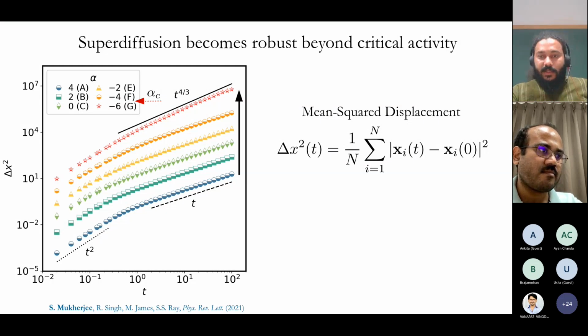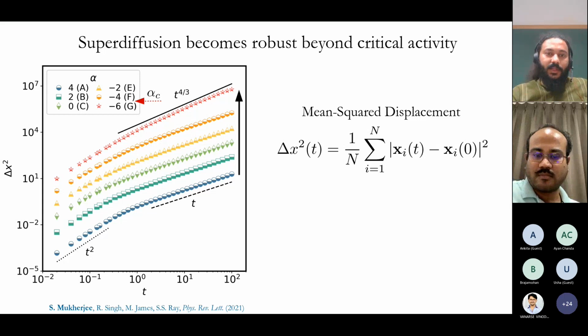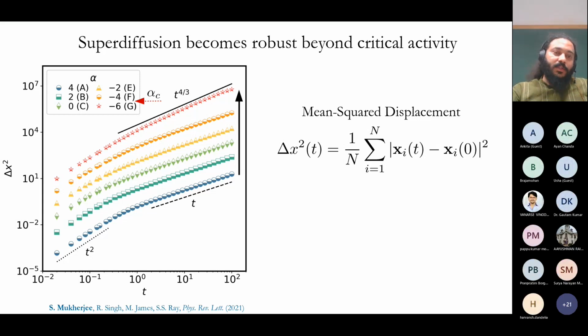So here I've calculated this mean square displacement, which is simply how far a tracer diffuses from its initial position. You average it over all tracers, and I've done that for different levels of activity. For mild levels of activity, you get that classic ballistic to diffusive transition. So delta x squared goes first as t squared, then it immediately falls to t.